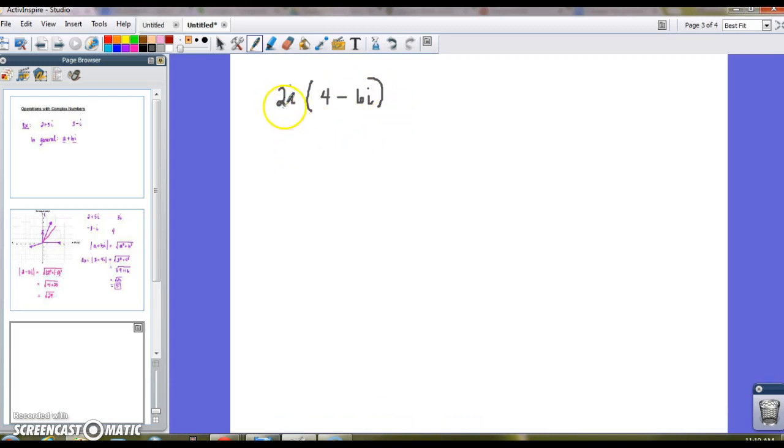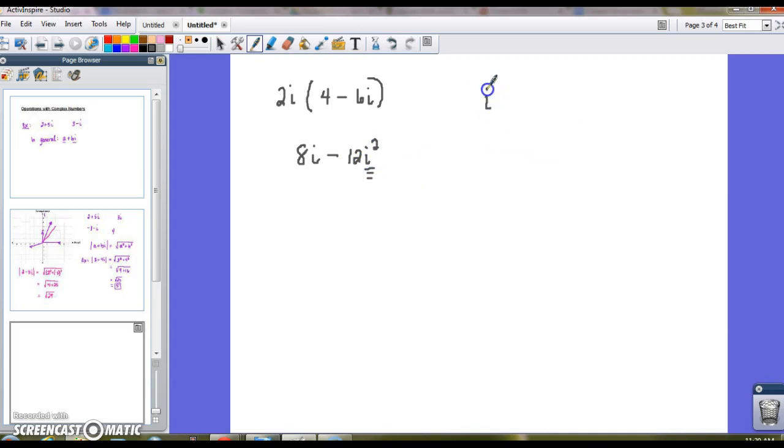So here I would have 2i times 4 is 8i. I can multiply things that aren't like terms. That's okay. Now here's where you have to be careful. 2i times negative 6i is negative 12i squared. Make sure you are okay with that.